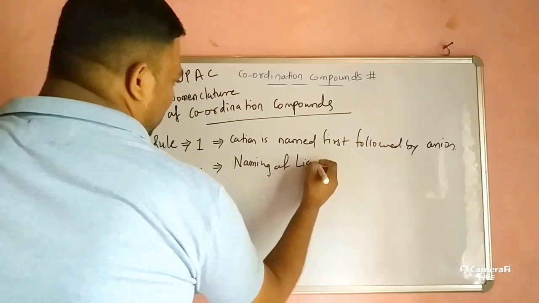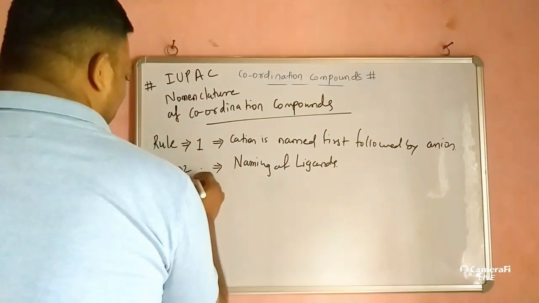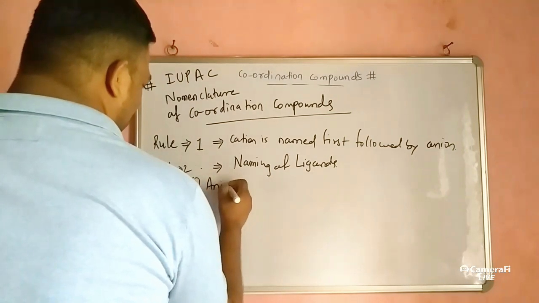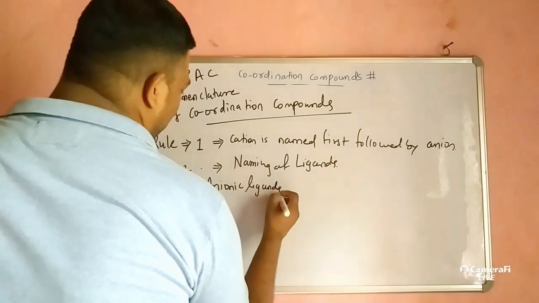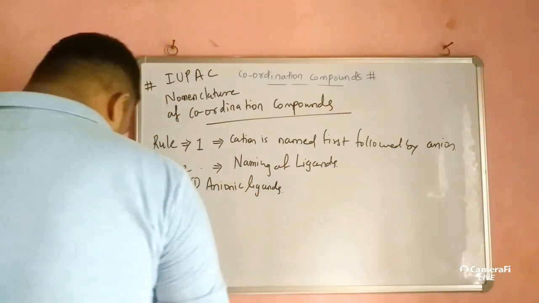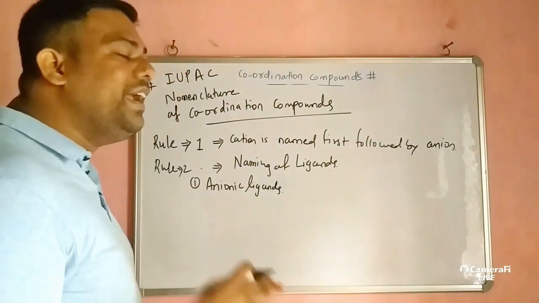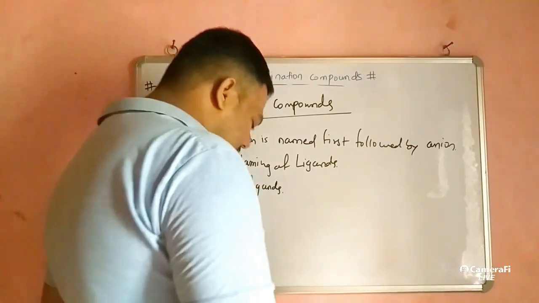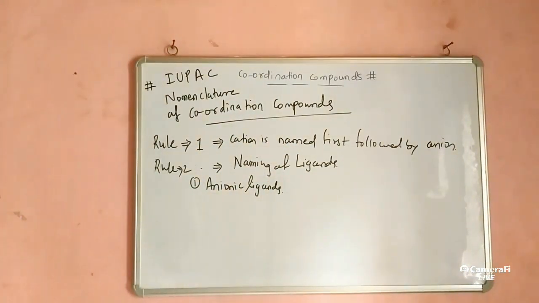Naming of ligands. Suppose you are considering anionic ligands. Some anionic ligands end with -ide, and some end with different endings. So that also we will discuss here.